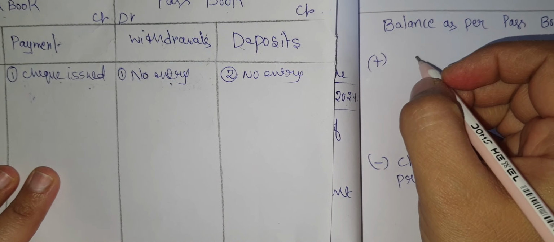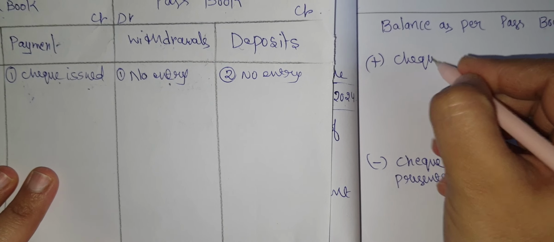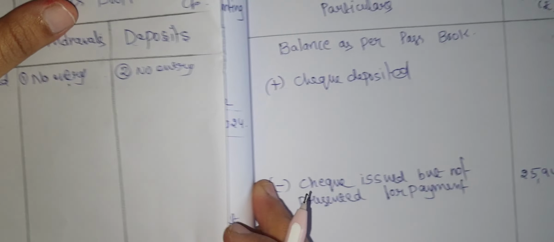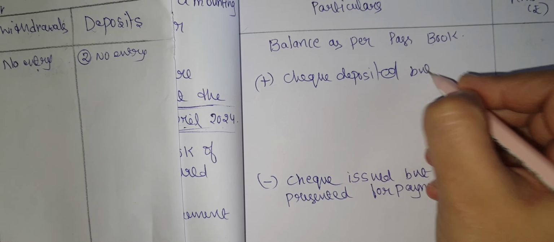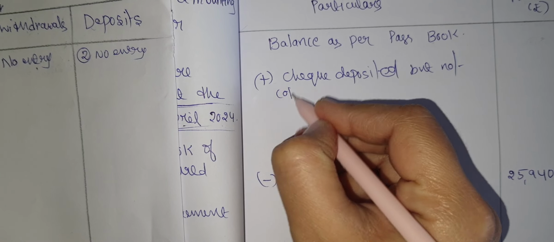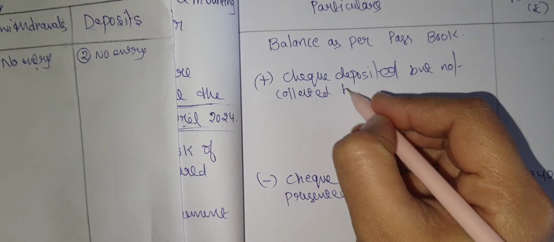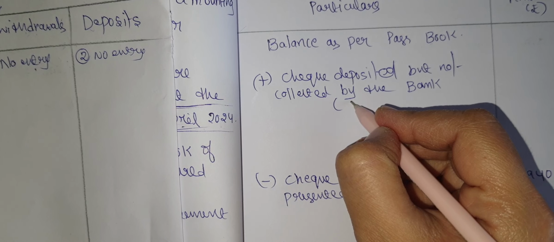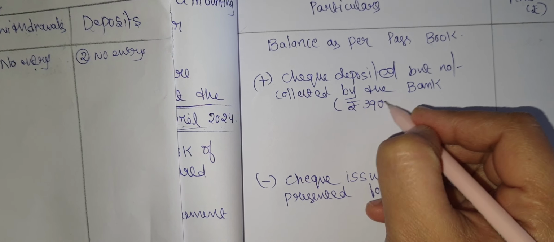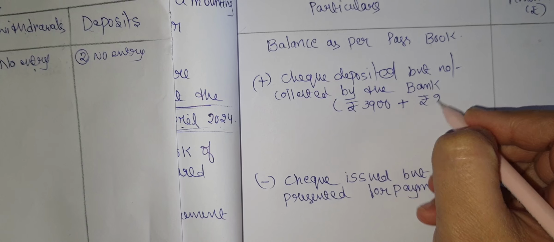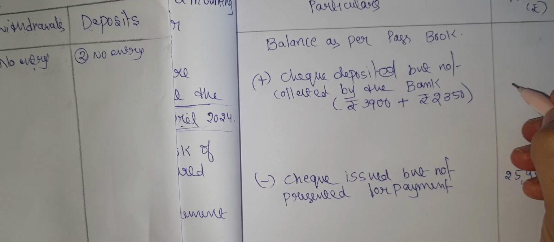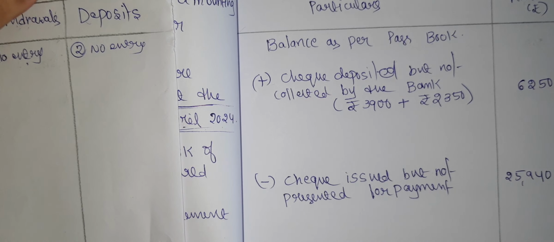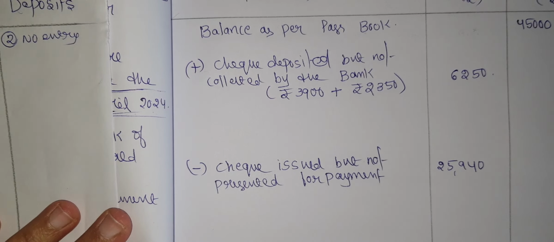So add check deposited but not collected by the bank, that is rupees 3900 plus rupees 2350, that is equals to 6250. Write down in the inner column only. Okay, that is rupees 6250.